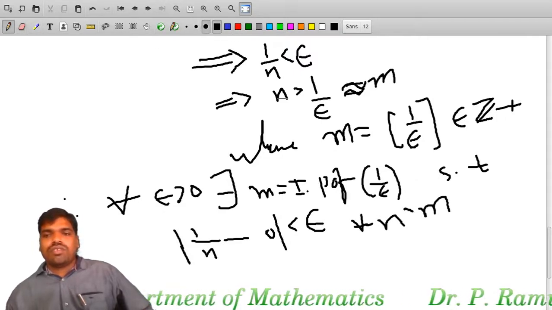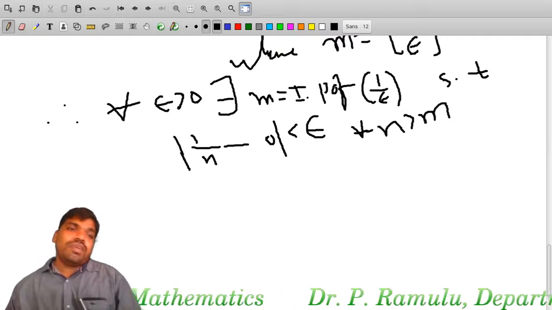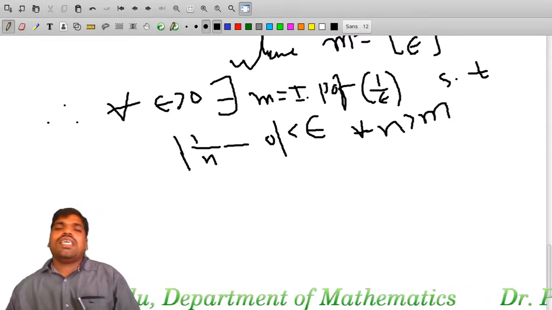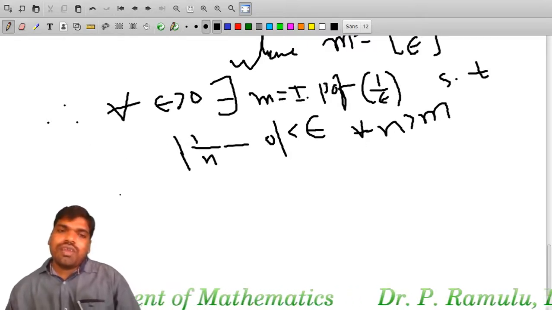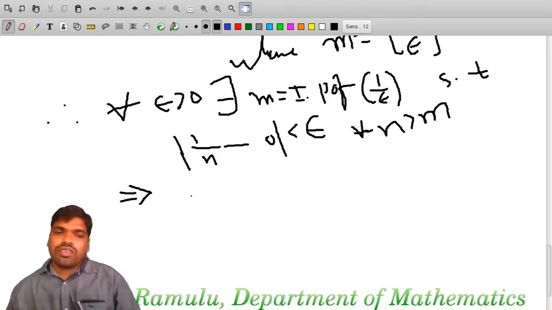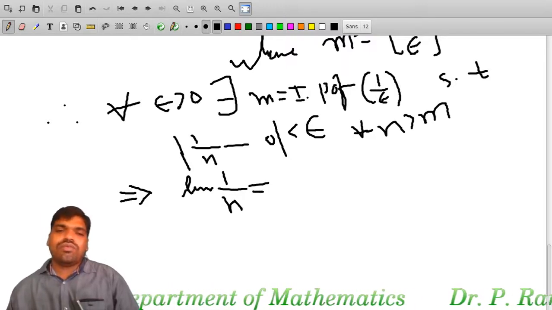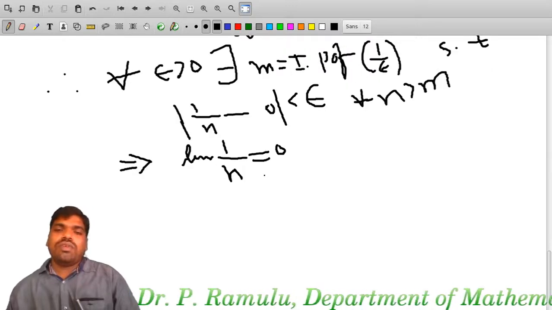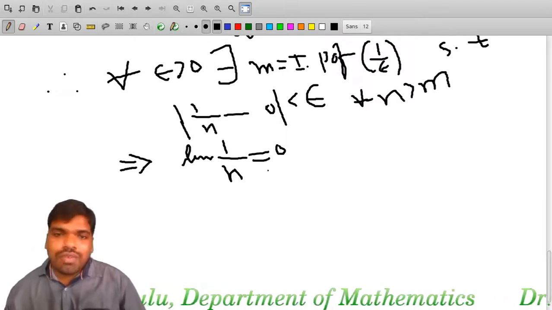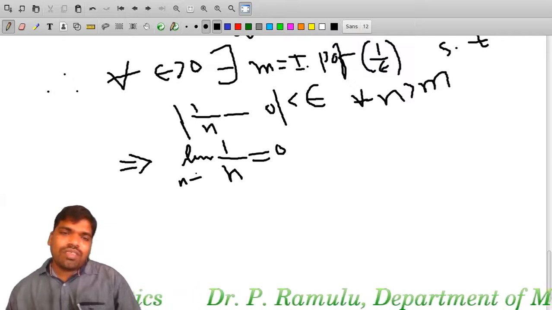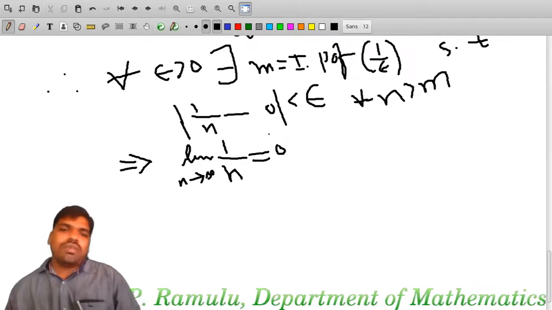So n is greater than M. Our definition says that for every epsilon greater than 0, there exists M belonging to Z plus such that mod Sn minus L is less than epsilon for all n greater than M. Which implies the limit of 1 by n equals 0. That means L equal to 0 is the limit of 1 by n. We may say that 1 by n converges to 0. If we put n equal to infinity, nothing will happen; you just have to assume n goes to infinity.